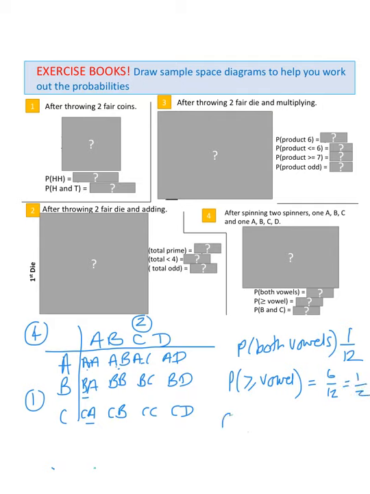And finally, the probability they have B and C. So we've got to have B and C in the combination. So B and C, we have one there. We've also got that combination there. So the probability they have B and C is 2/12, which cancels down to 1/6.